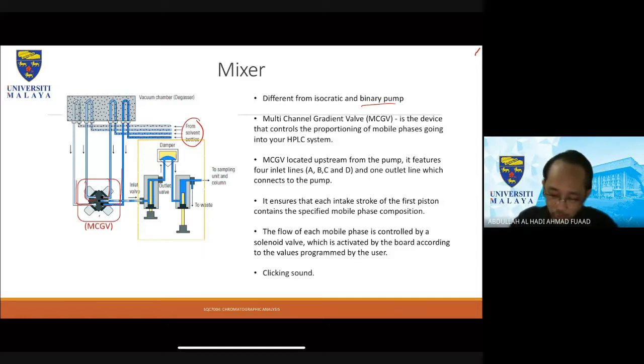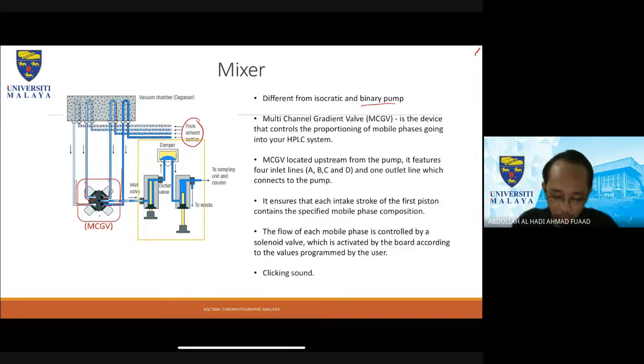It ensures the intake stroke of the piston contains specific mobile phases. The flow of each mobile phase is controlled by a solenoid valve. Okay, a solenoid is a magnetic control valve, which is activated by the board according to the valve program set by the user. So normally you will hear a clicking sound. If you have used one, then perhaps you might have noticed the presence of a sound. It's not from the piston. It's actually from the mixer, moving and opening and closing the valve.